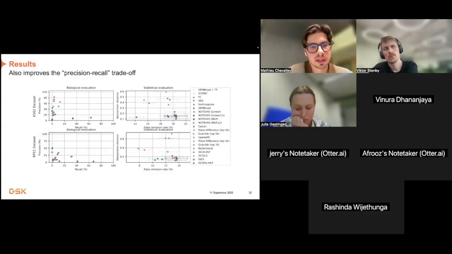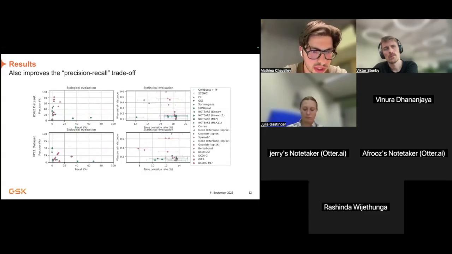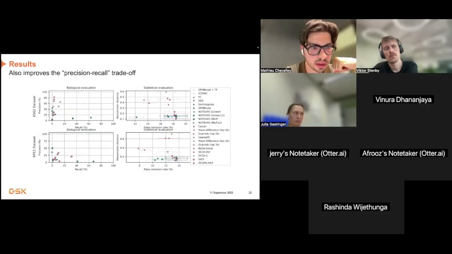So this precision-recall trade-off, on both biological and statistical evaluation, we see also a big improvement compared to what we had before. And this time we really see that those interventional methods work better than observational.